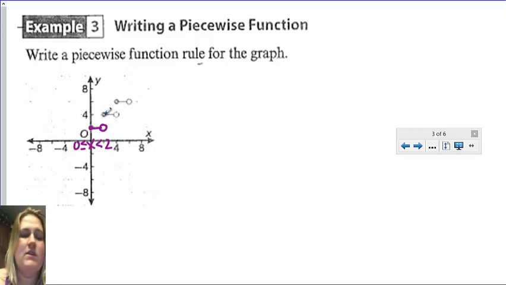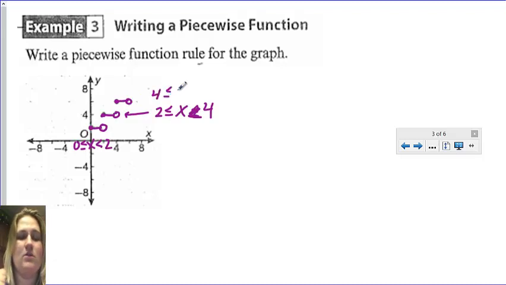Okay? The next part includes 2 and goes over to 4, but does not include 4. Okay, so this one is telling us that 2 is less than or equal to, because it's shaded in, x, which is less than 4, not equal to. Okay, so that's the range there. And here we're at 4, and we go over to 6. It's going to be the same thing. 4 is less than or equal to x, which is less than 6.